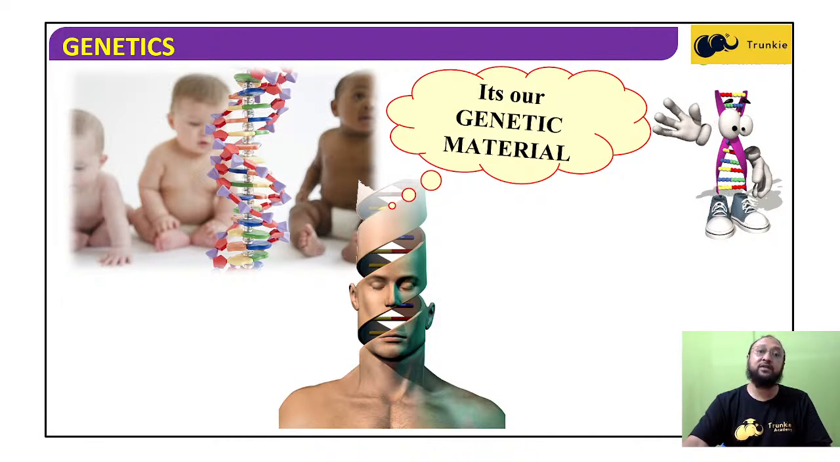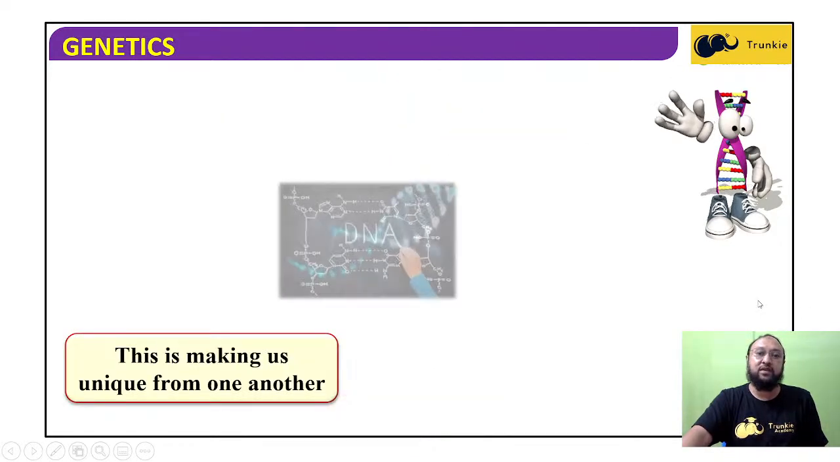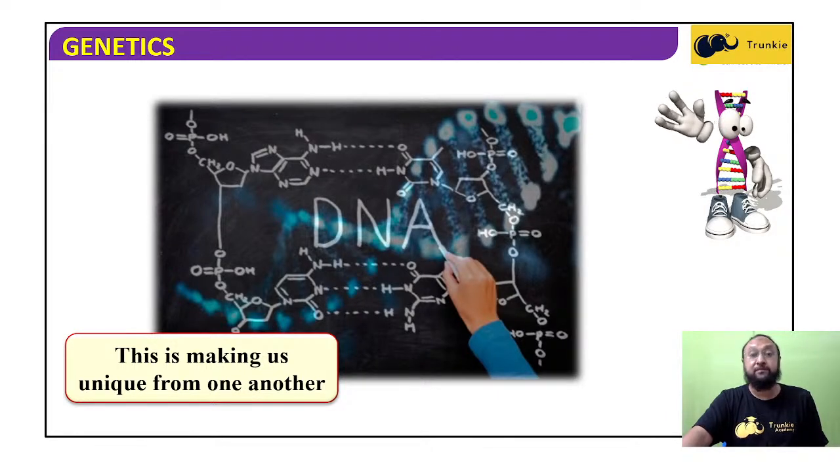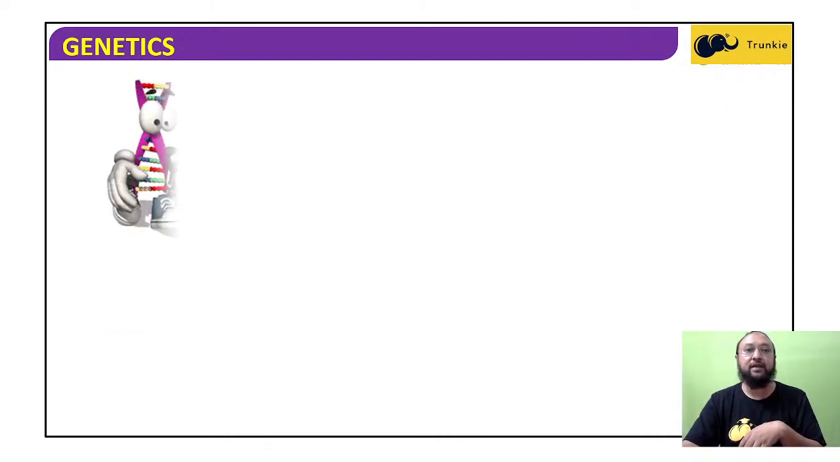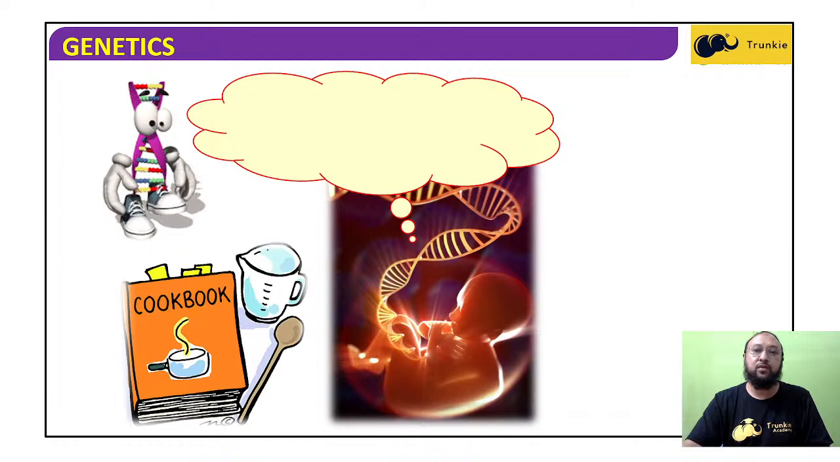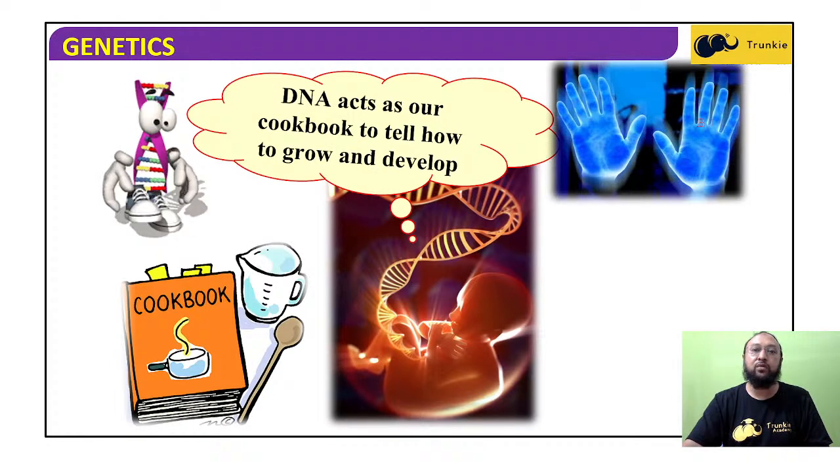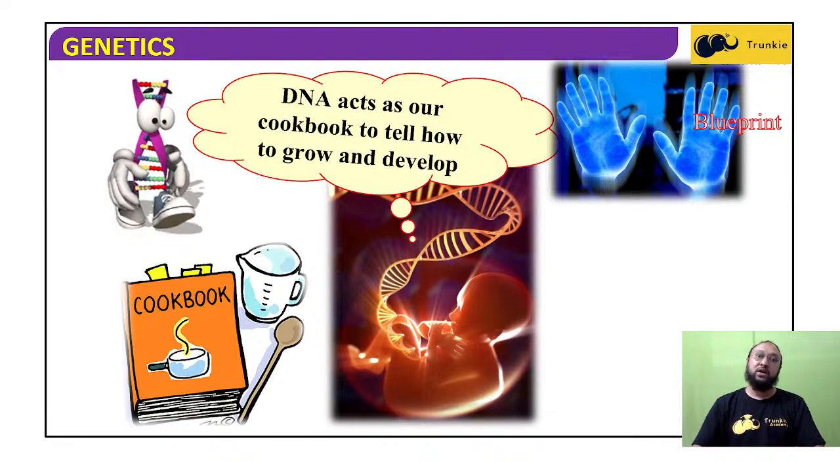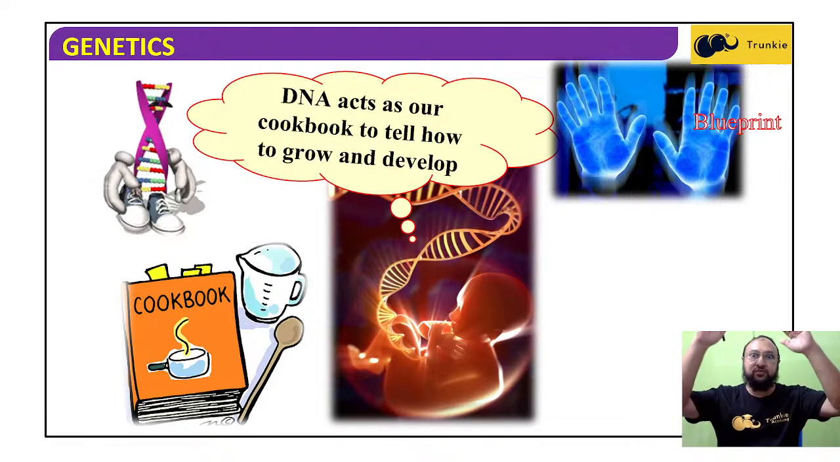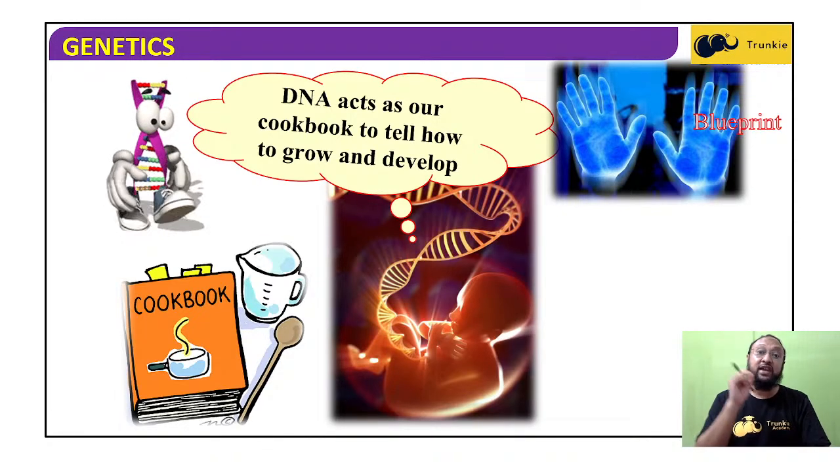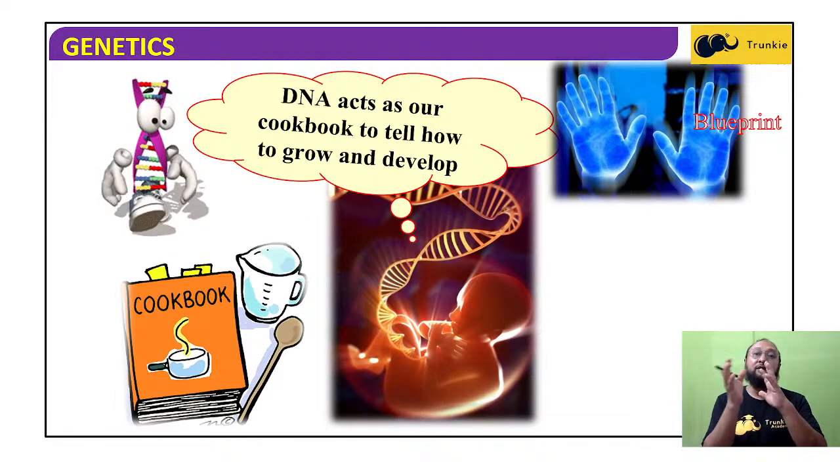Yes, so every person is unique of their own, and it is the DNA which creates a difference between one another. In human beings, it is the DNA that makes us different or unique from one another. Like a cookbook, DNA acts as our cookbook to tell how to grow and develop. It's a blueprint. There's a blueprint for the construction of a building, so accordingly the design and the number of floors will be constructed, depending on the blueprint. So DNA also contains the blueprint of how we will develop and how we grow.